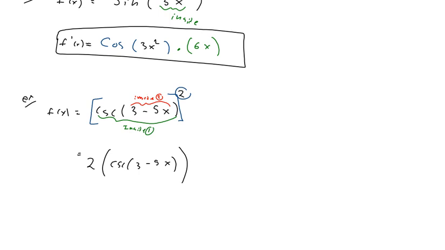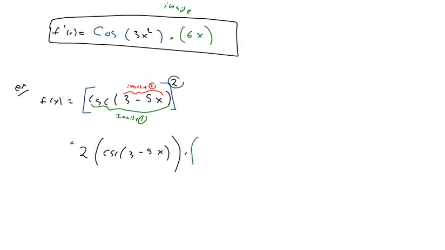I, again, leave this part alone. 3 minus 5x. Negative cosecant cotangent of 3 minus 5x. I leave it alone in both pieces. That's my derivative of the cosecant part. Did the derivative of 2, my outside derivative, leaving the inside part alone, times the derivative of cosecant, which is negative cosecant cotangent. I leave the inside parts alone.